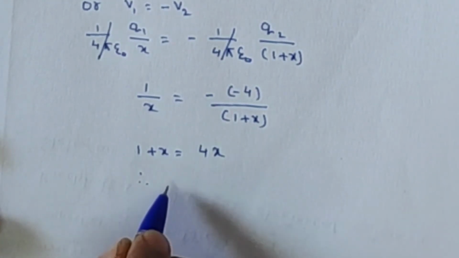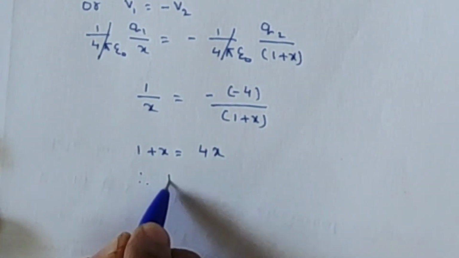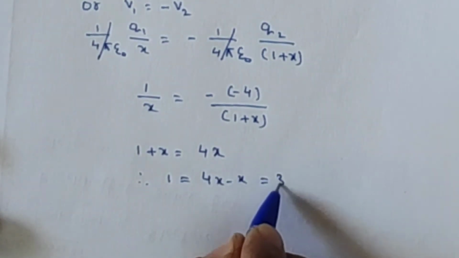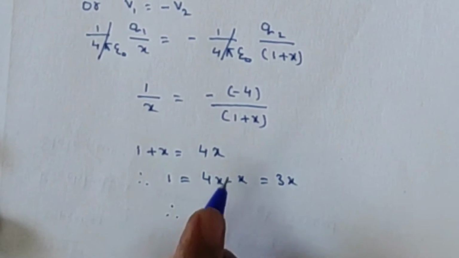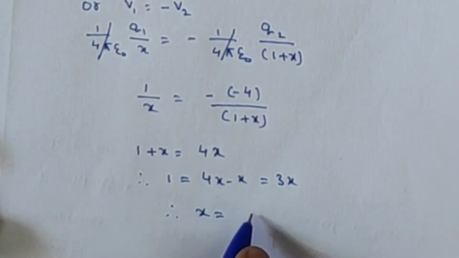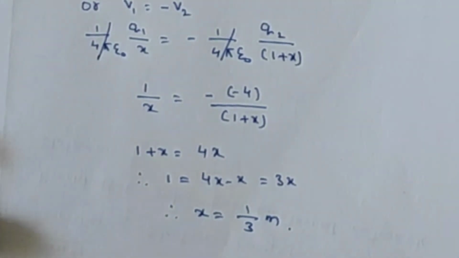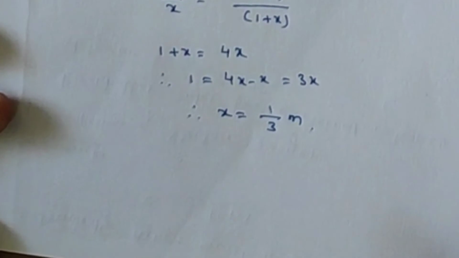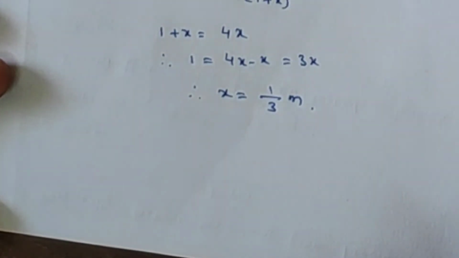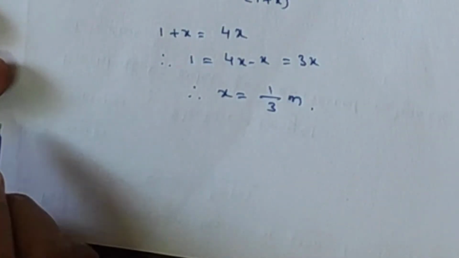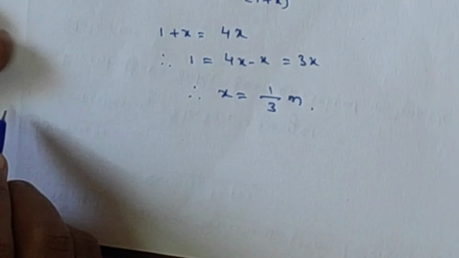Therefore we send this to this side. So 1 equal to 4x minus x, that is 3x. Therefore x equal to 1 divided by 3 meter. So that is the answer. The first one we are getting. Next, the second one, in between the two charges. This was outside that we have taken. Now the second point we are seeing.